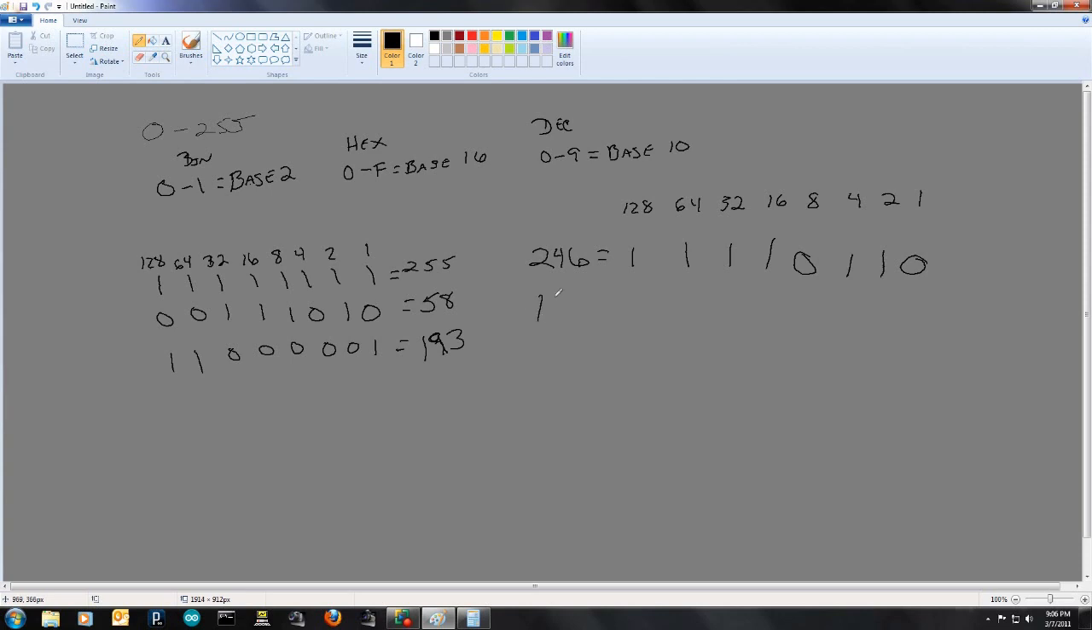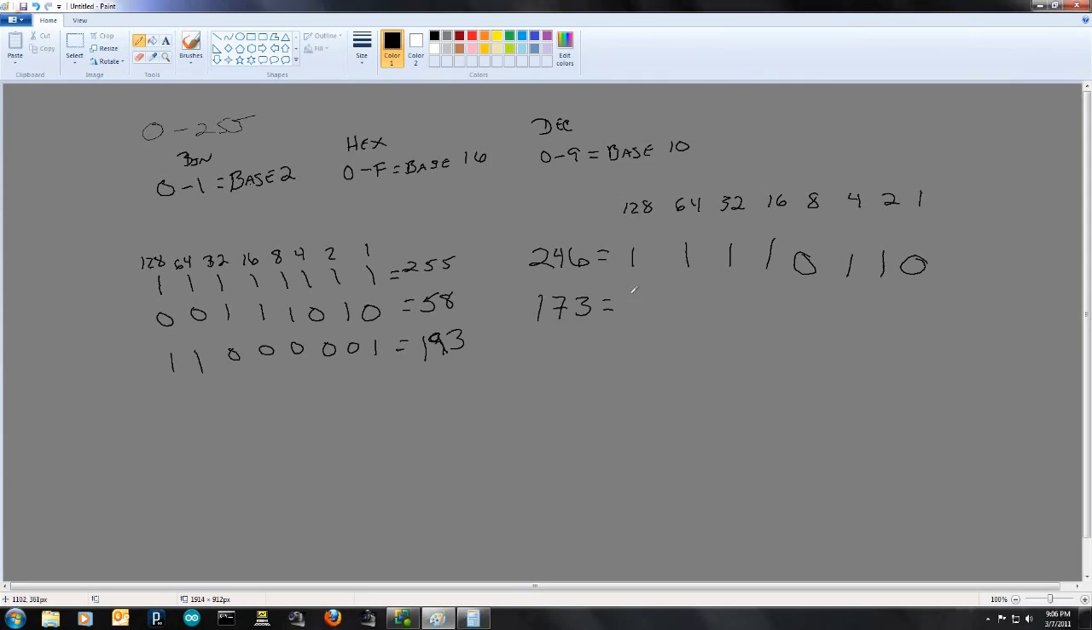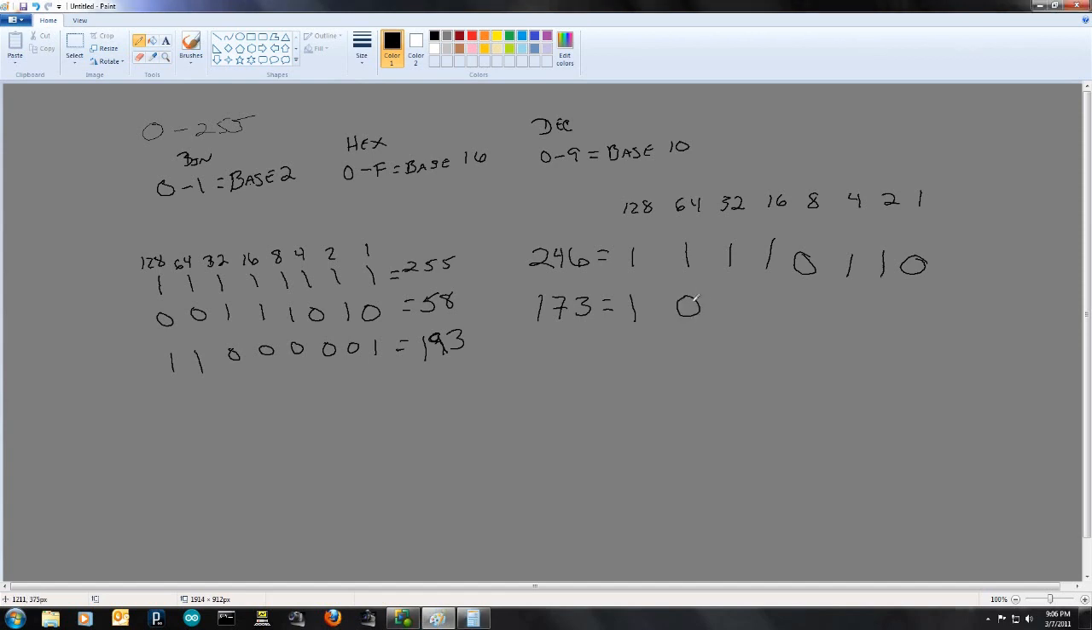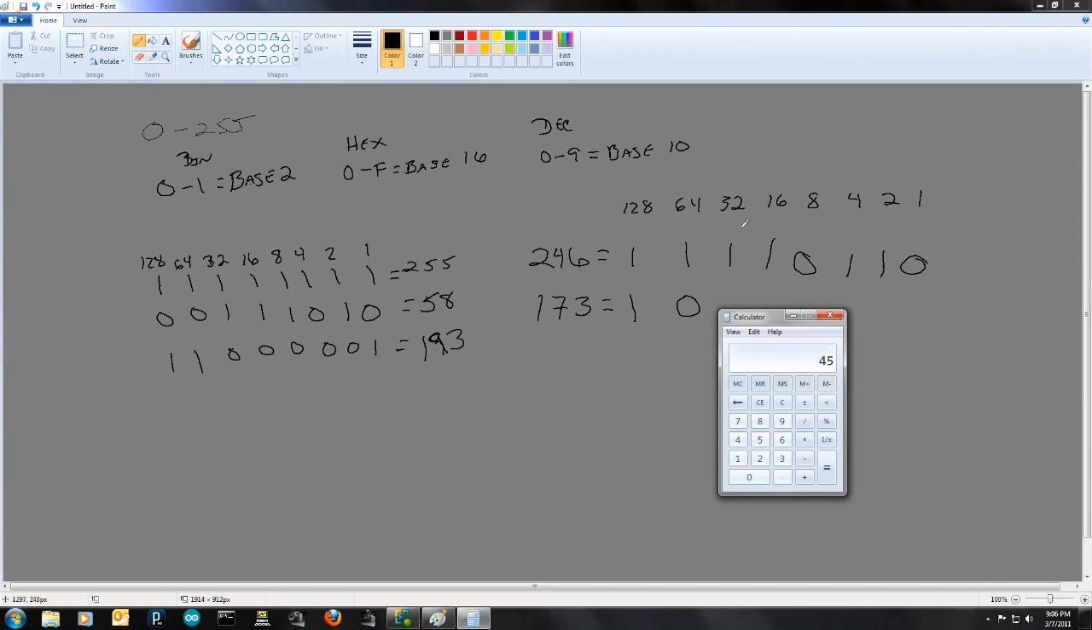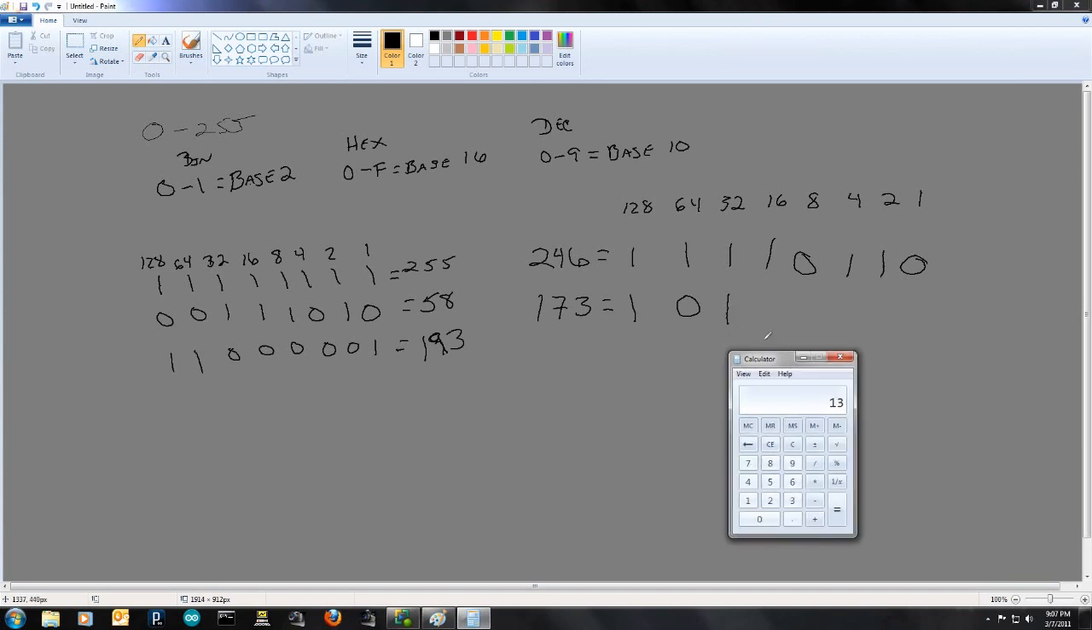Let's go back here. Okay, so let's choose another number, and let's make it an odd number this time. We'll use 173. And yes, we could subtract 128 from that, equals 45. So yes, we put a 1 in here for that. Now we can't subtract 64 from 45, so that's a 0. Now 32, we can subtract 32 from 45, so minus 32 equals 13, so that is a 1. Now, of course, 16, we can't subtract 16 from that, so that's a 0.